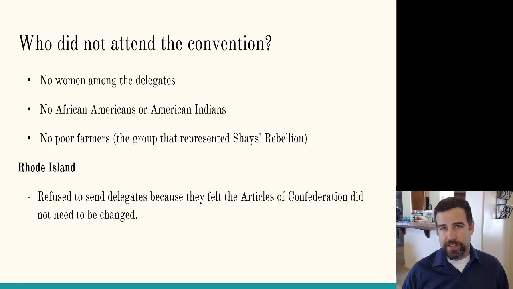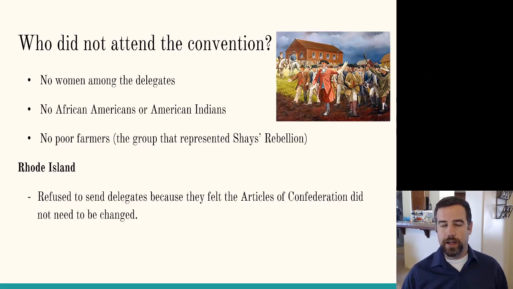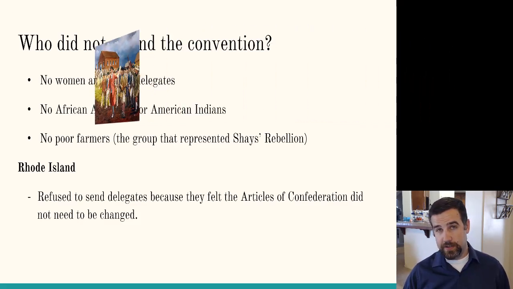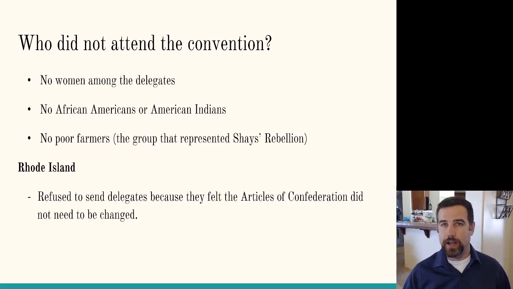So what other groups did not attend this convention? There are no women attending. There are no African Americans, no American Indians. And then, the big event that sparks this meeting is Shays' Rebellion. So we don't have any poor farmers attending either. So most of these men are wealthy, some are not. But they aren't from all of these different groups.